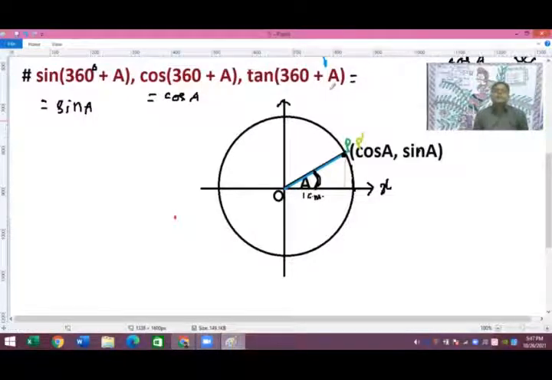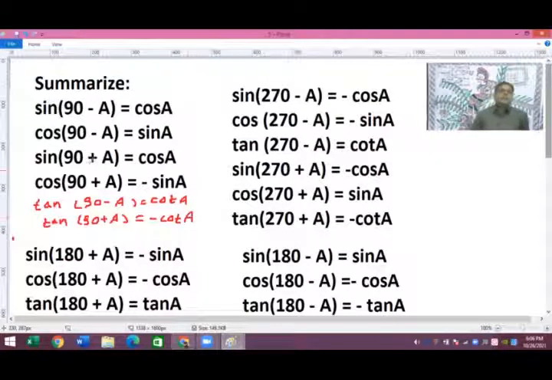So tan 360 degrees plus A means this is the ratio of sine and cosine, and hence this is sine A by cos A, and that will be tan A. Let's now summarize the facts over here. So we saw that sine 90 minus A equals cos A, cos 90 minus A is sine A, sine 90 plus A is cos A, cos 90 plus A is minus sine A, tan 90 minus A is cot A, tan 90 plus A is minus cot A.